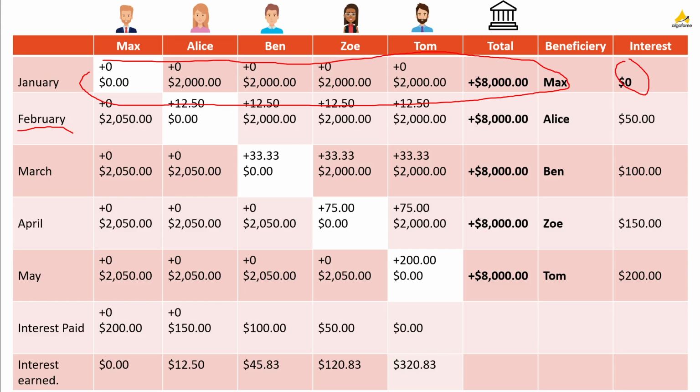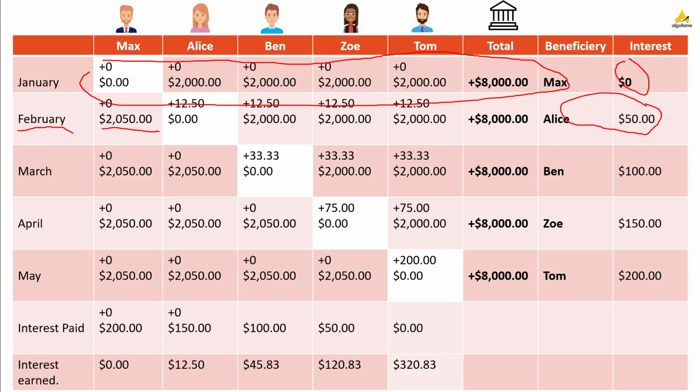While in the month of February now, Max pays $2,050. The $50 is interest. Then that interest is distributed to Alice, Ben, Zoe, and Tom. So we take that $50 and divide it by 4. Now each person gets $12.50. So a total of $50 in interest was paid out.